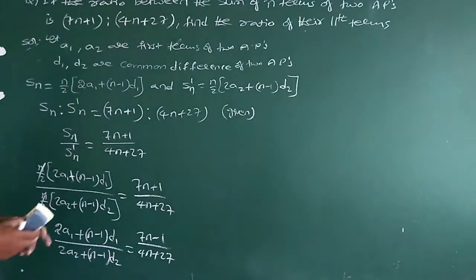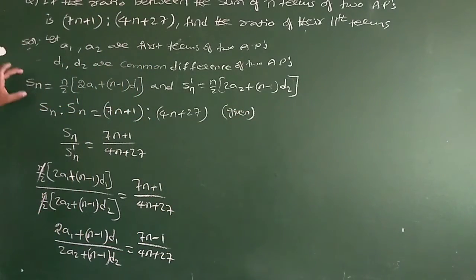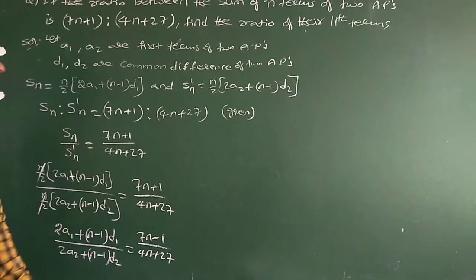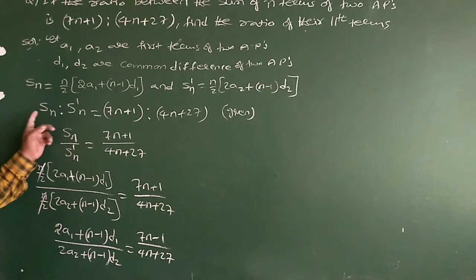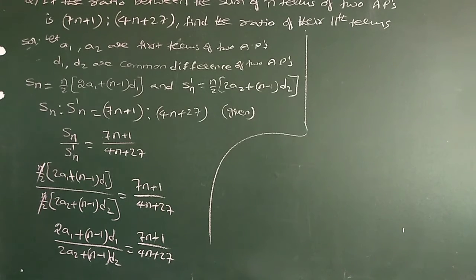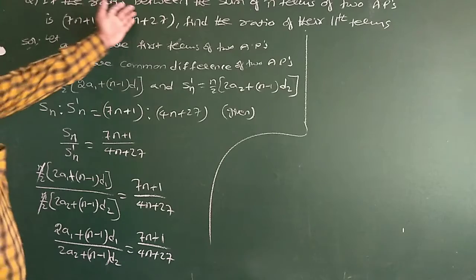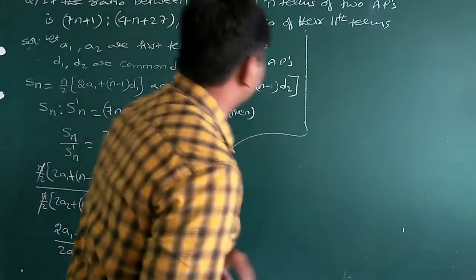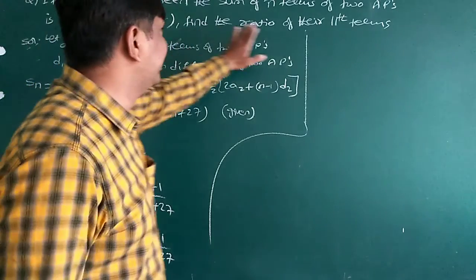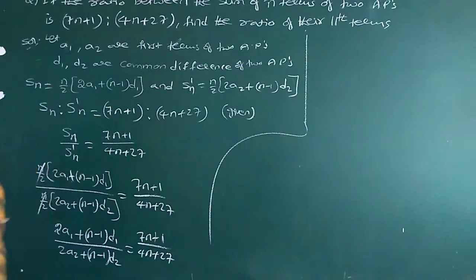What is the given information? The ratio of the sums of n terms of two APs: Sn is to S dash n is equal to 7n plus 1 by 4n plus 27. If the ratio between the sums of n terms of two APs is 7n plus 1 is to 4n plus 27, find the ratio of their 11th terms, they asked.